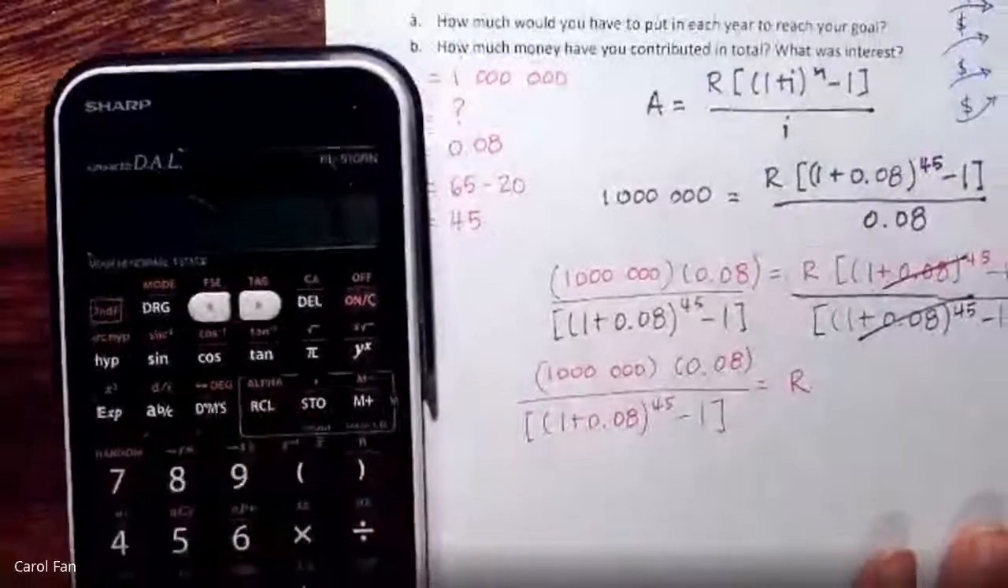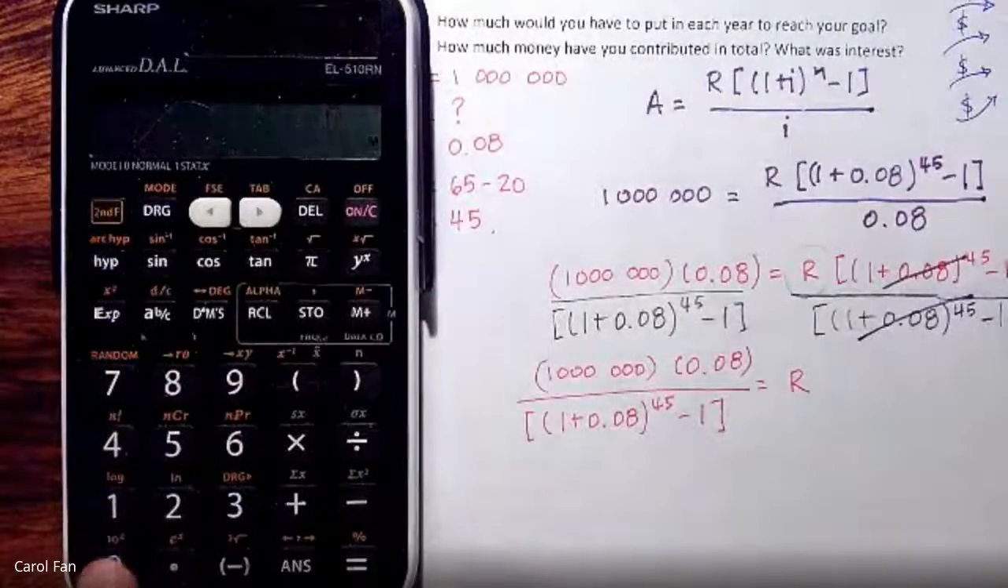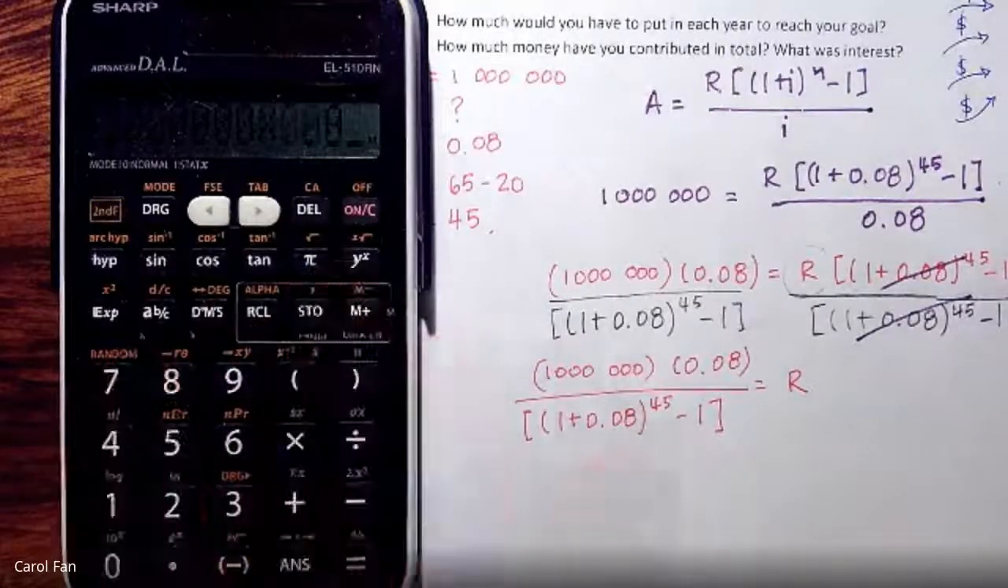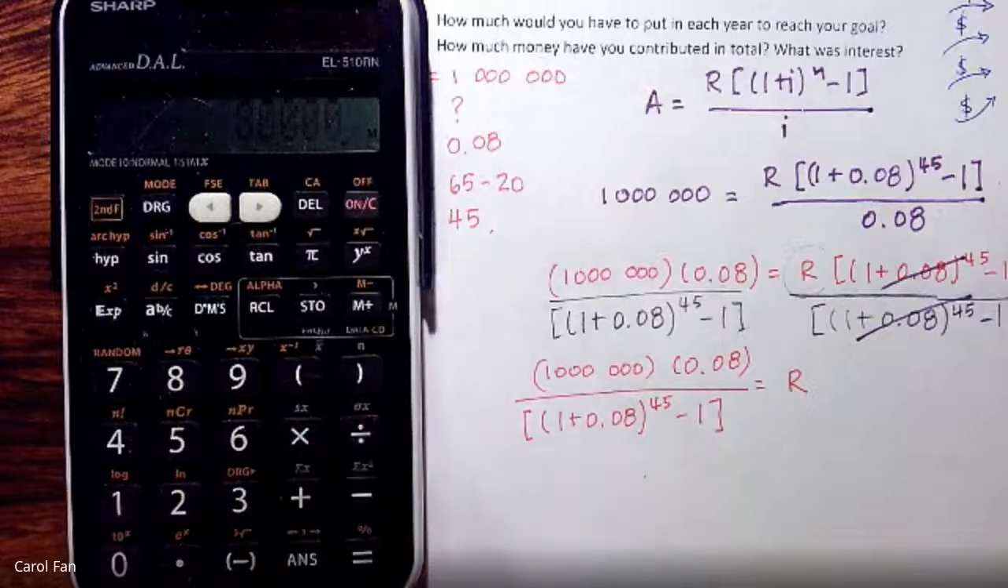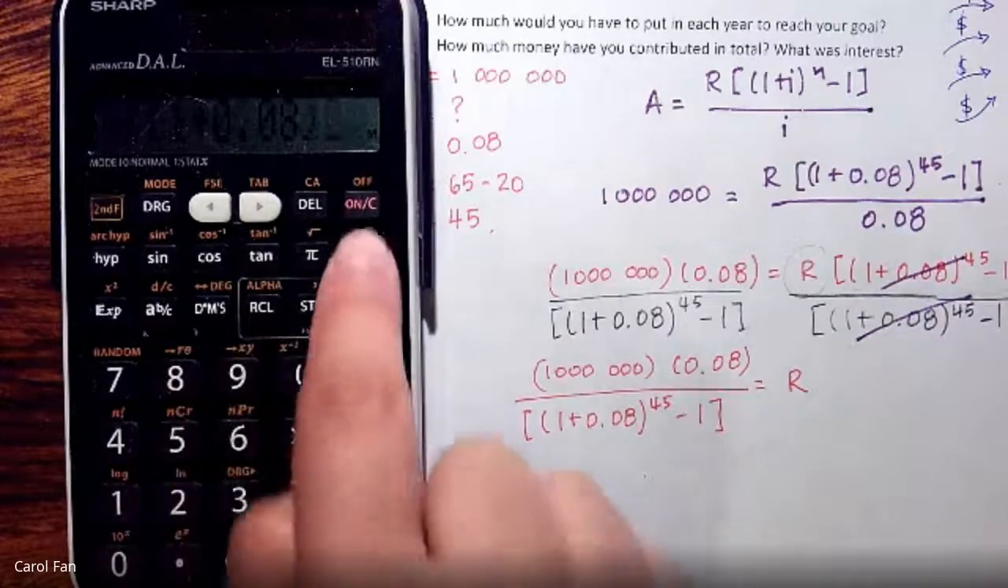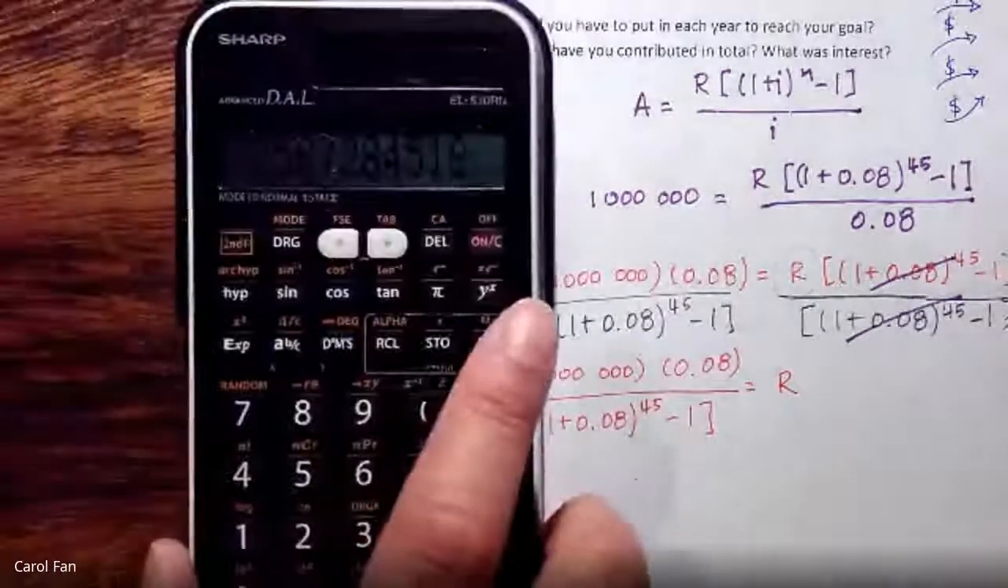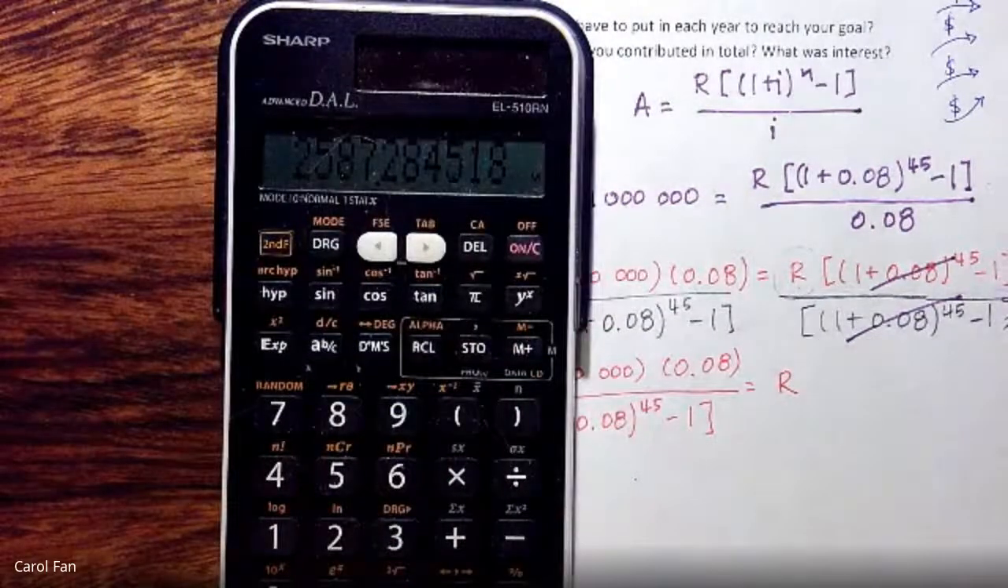Let's move this over. 1 million times 0.08. I'm going to hit equals. I get 80,000. Divided by, and then I'm going to put two brackets now. 1 plus 0.08, close the bracket, to the power 45, minus 1, close my bracket, then hit equals. Final answer, 2,587 and some change.